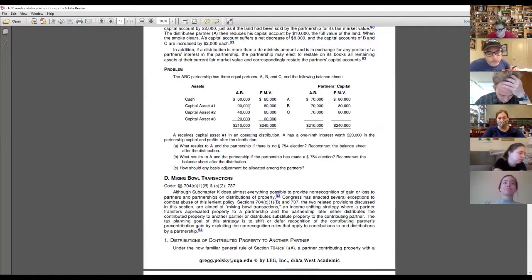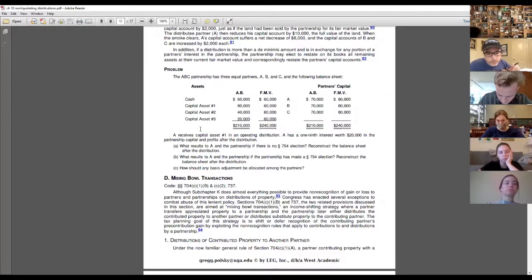Then capital asset 1 goes down in value to 60. Capital asset 2 goes up in value to 60. Capital asset number 3 goes up in value to 60. So they're all worth 60. What that means is we have a net appreciation of 30. And so each partnership interest is worth 80. It started out worth 70 and then went up 10 on a net basis. So it's each worth 80.